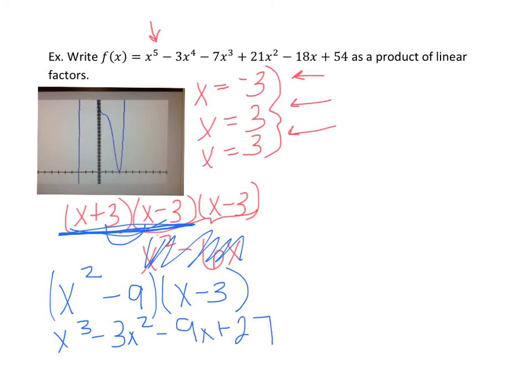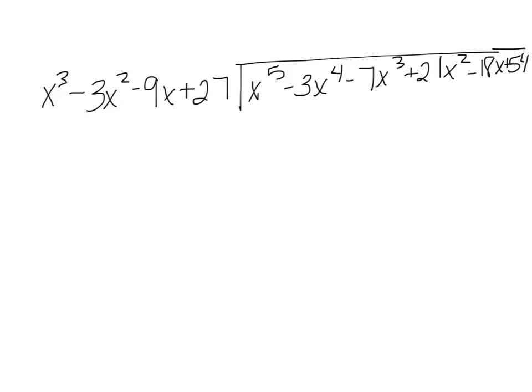And I'm going to divide that out of my original polynomial. I'll have to start a new page for that. Okay, here's my original problem, and we're going to start with some long division. I'm going to have x squared times x cubed, x to the 5th, and keep multiplying that x squared down. It's going to give me negative 3x to the 4th, negative 9x cubed, and positive 27x squared.